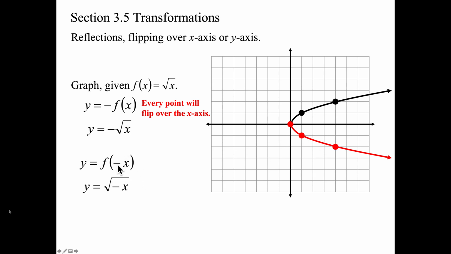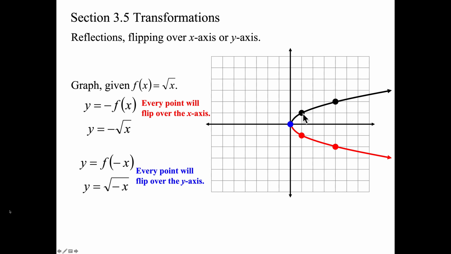If my negative is on the inside of the function, now that's going to make it flip over the y-axis. Remember, this is where your x's have to change. I'm going to go from positive x's to negative x's. That's flipping over the y-axis. So every point flips over the y. So I'm at the origin, I'm on the y-axis, I'm not going to flip.